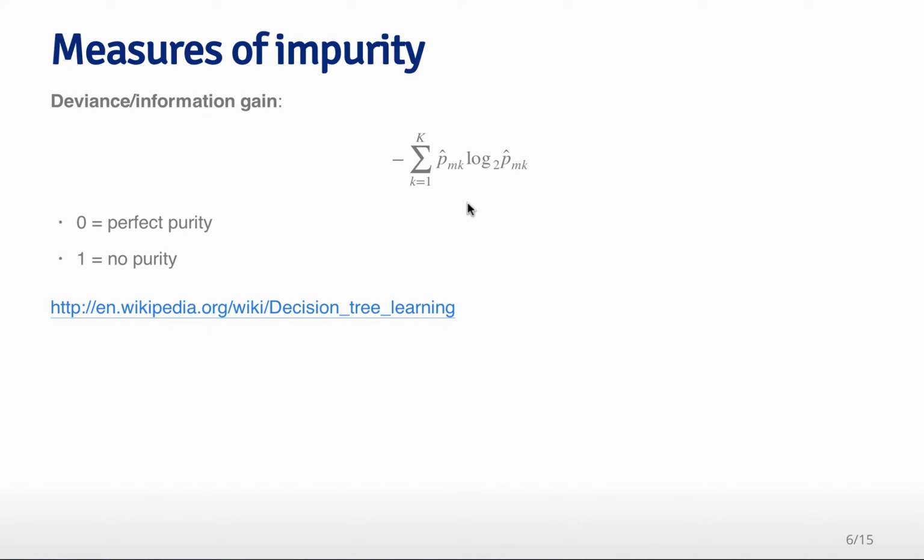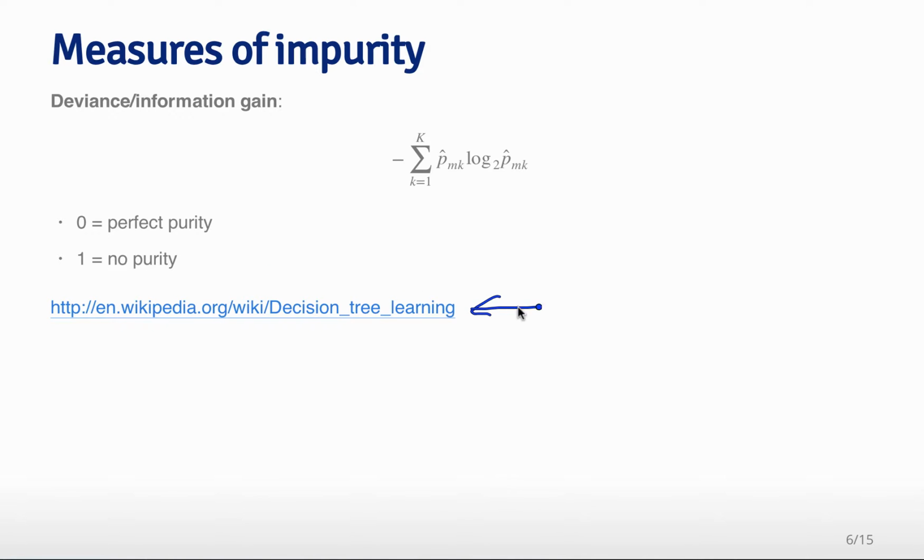In other words, all of the classes are perfectly balanced within each leaf. Deviance and information gain is another measure that can be used. It's called deviance if you use log with base e here, and log base 2 is information gain, and it's basically minus the sum of the probability of being assigned to class K in leaf M times the log base 2 or base e of that same probability. A value of 0 means there's perfect purity within the leaf, and a value of 1 means there's no purity.